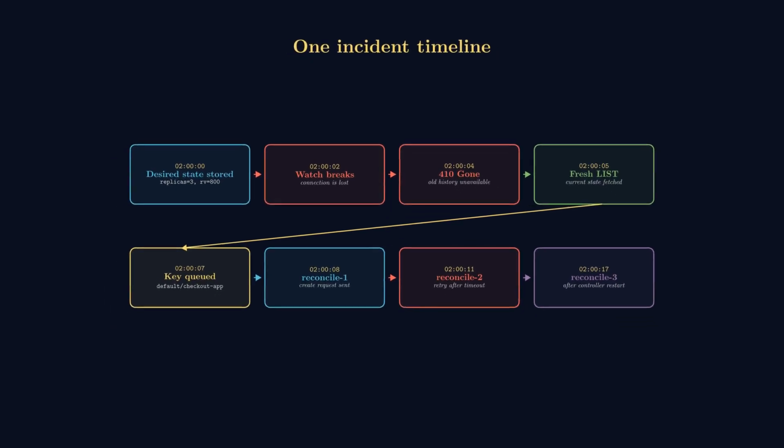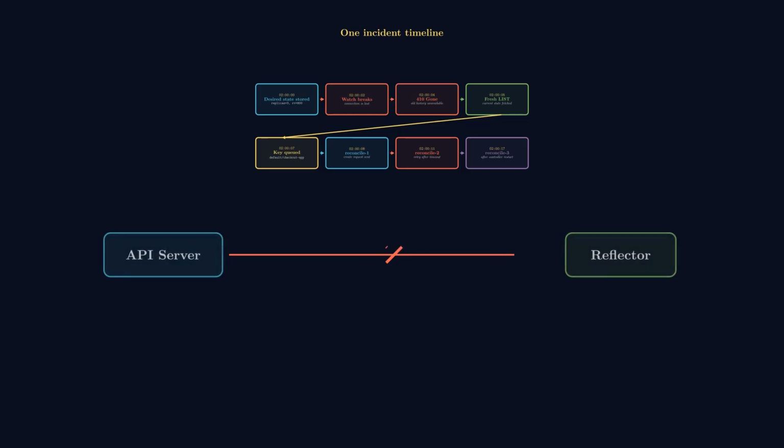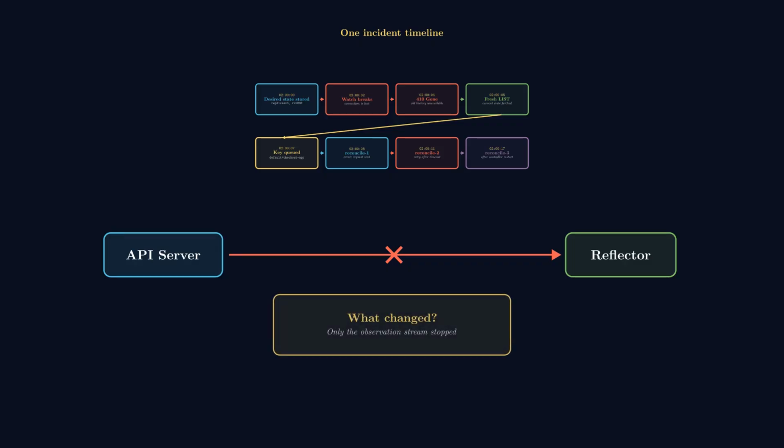The first thing we check is the lost watch connection. When the watch breaks, the reflector stops receiving new updates for a short time. But the reflector does not create pods, and it does not change how many pods Checkout app should run. Its job is only to recover the connection and get the latest state again. So the broken watch may have caused another check, but it did not create the extra pods.